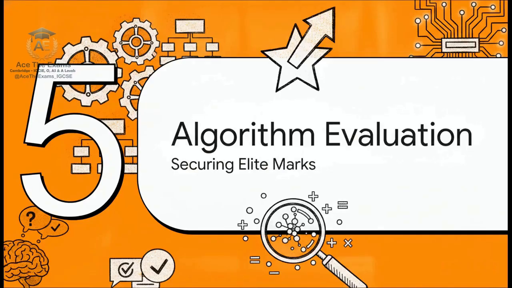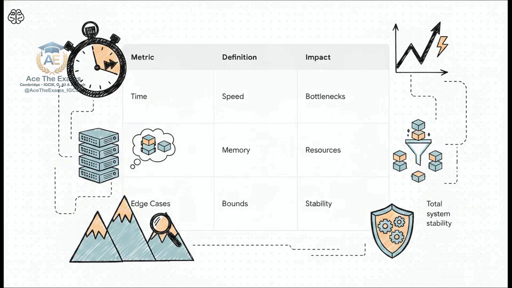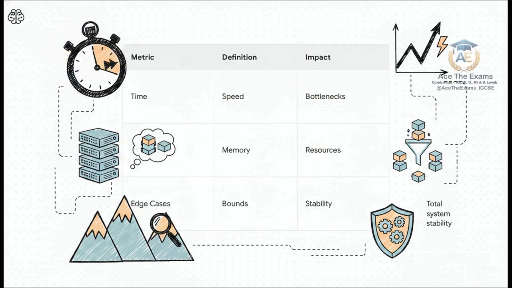Section 5. Evaluating your algorithm. Building the model is only half the battle. The other half is the critical analysis. And this brilliantly illustrates how top-tier candidates evaluate their work. The syllabus explicitly requires you to judge your own solution using these 3 metrics. First, time complexity. As your data grows from 10 items to 10 million, how fast does your model run? Second, space complexity. An algorithm might be fast, but if it eats up every gigabyte of RAM, it's useless. Third, edge cases. Testing the extreme input boundaries to ensure total system stability.